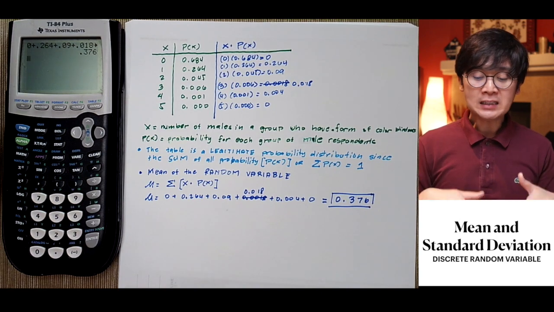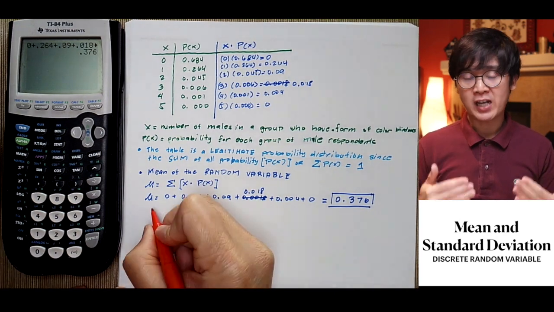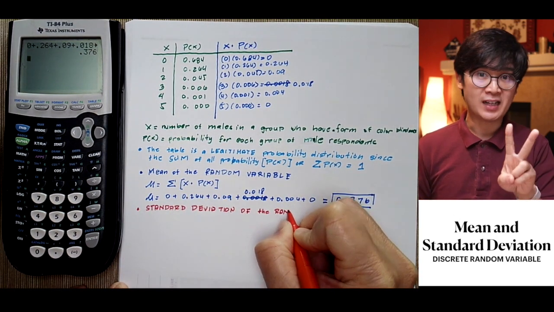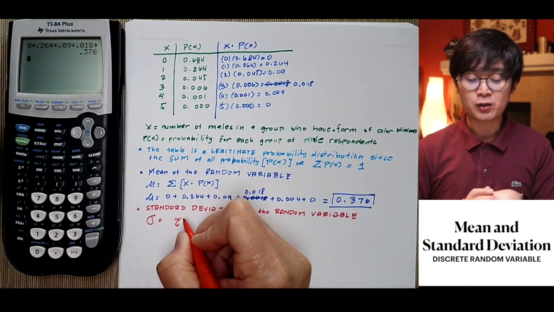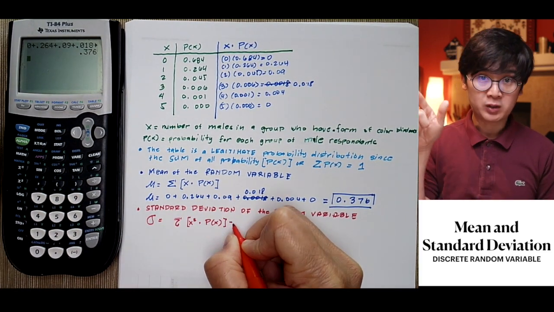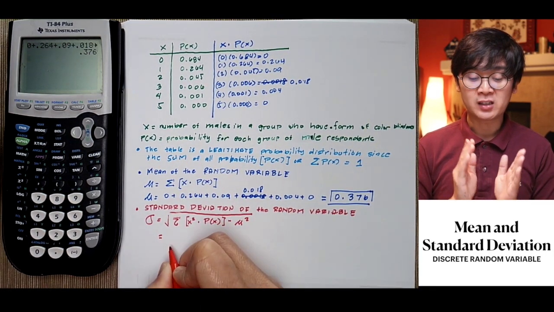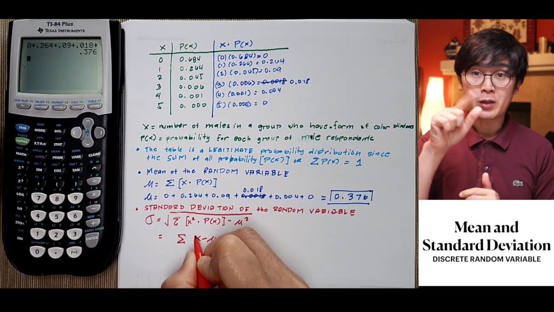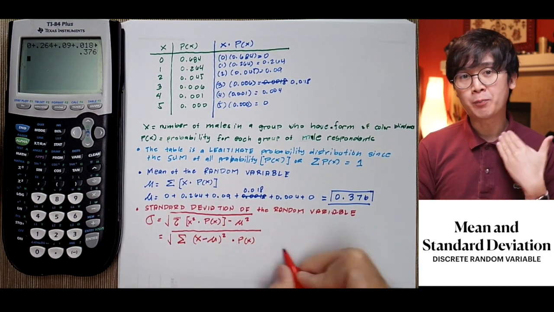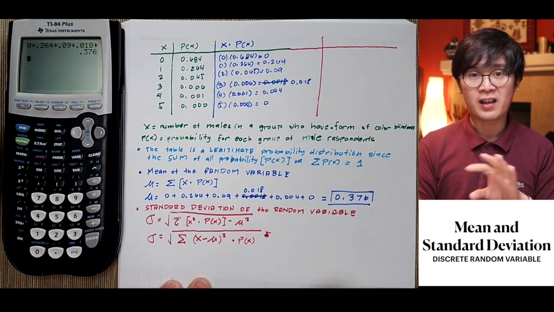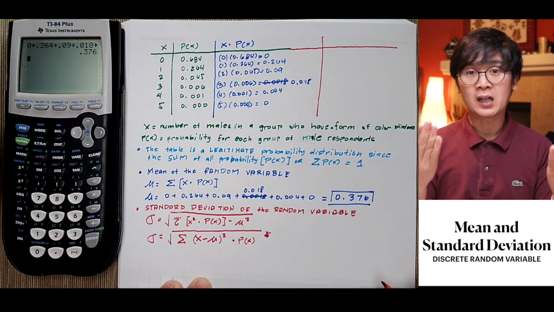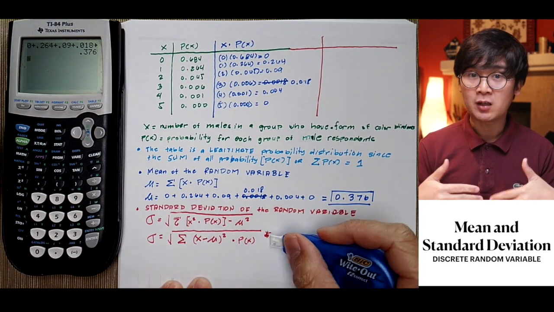Now for the standard deviation, we'll have another set of formulas, and there are two sets actually. We're going to be using the first one, which is the square root of the summation of x squared times p of x minus mu squared. That's why whenever you're computing for the mean and the standard deviation, they always go together, because you're not going to be able to compute for the standard deviation without the mean.